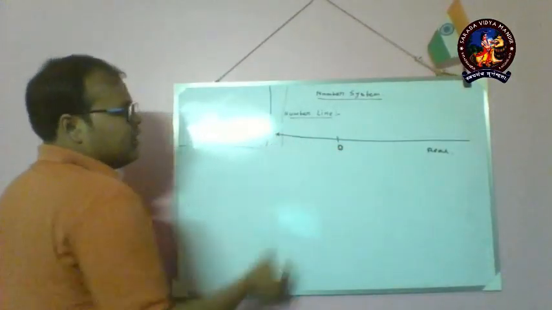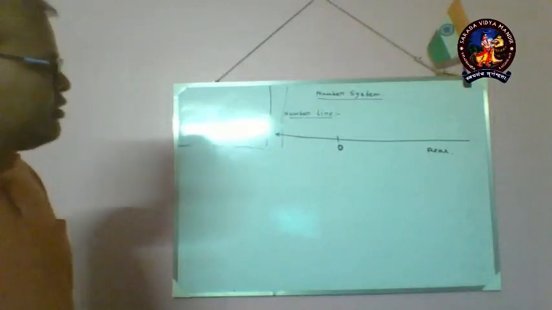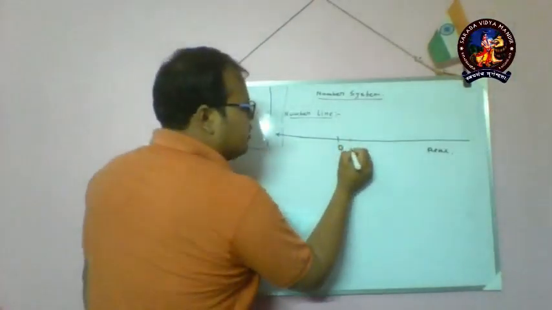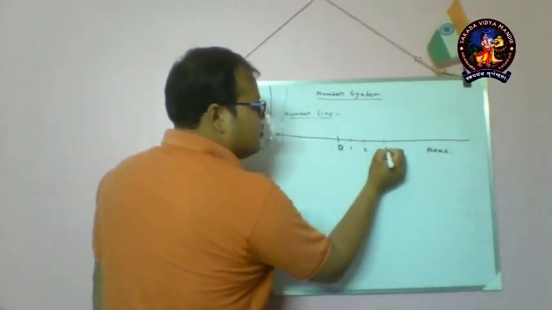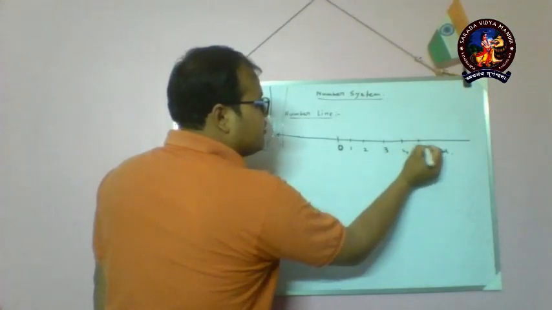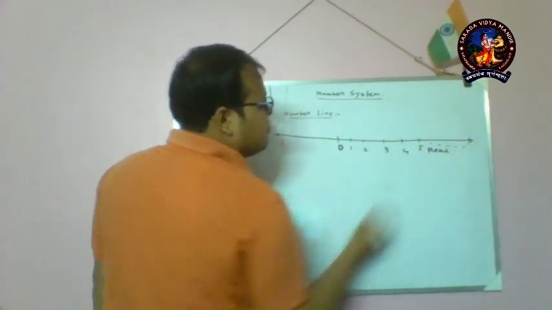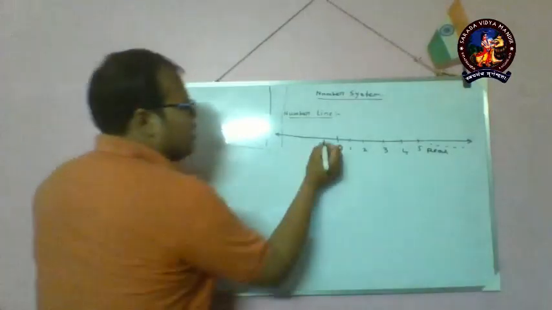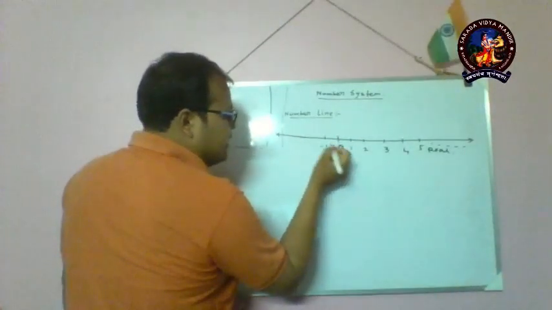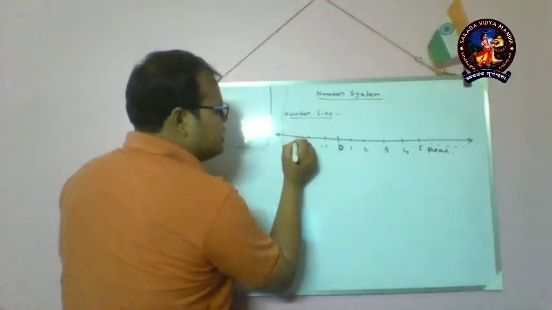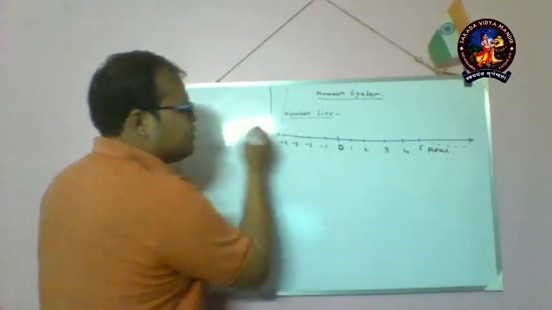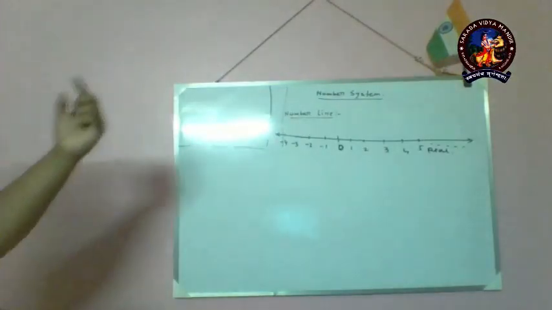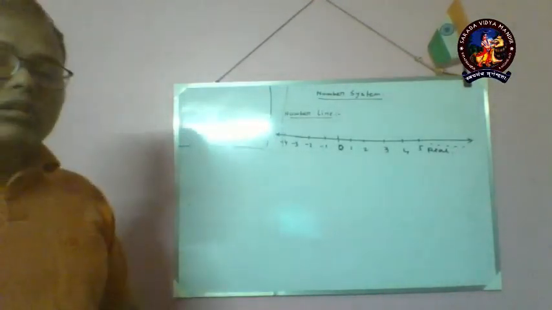In the middle of this number line there is 0, and in the right side all the natural numbers 1, 2, 3, 4, 5 continues up to plus infinity, and in the left side all the negative integers -1, -2, -3, -4, it continues up to minus infinity. All these numbers together are called set of integers.